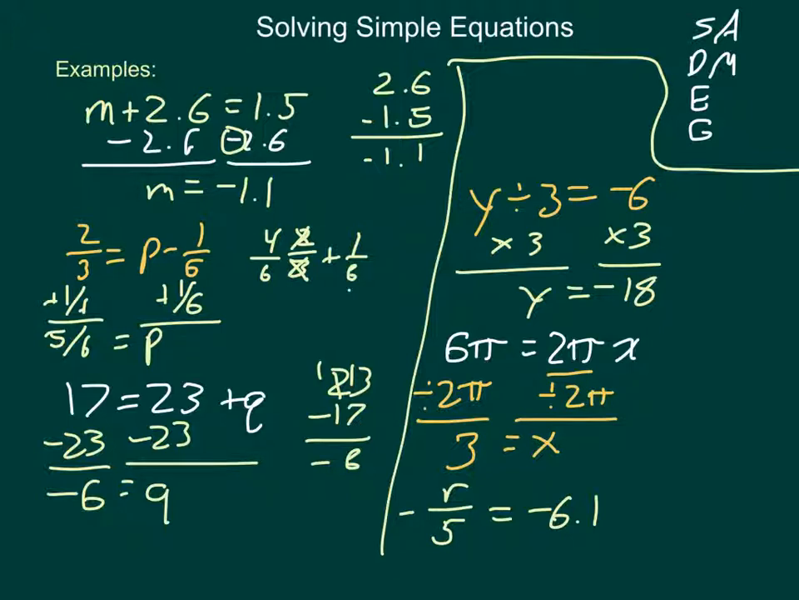So what I'm going to do is multiply both sides by a negative 5. A negative times a negative comes out positive. So on both sides, we will come out with a positive r. In this case, r equals 6 times 5 is 30. 1/10 times 5 is 5/10. So r is equal to 30 5/10.